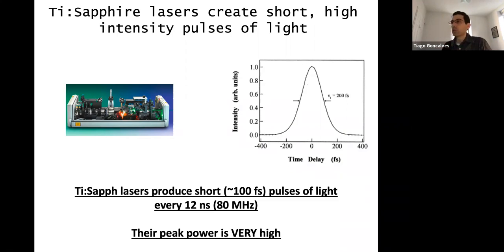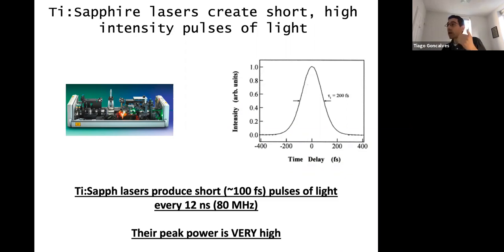They're being completely replaced now. In the future, you're going to have different lasers with different single wavelengths, most of them based on fiber laser systems. But as of now, this is still the most prevailing technology. And these lasers produce very short pulses, we're talking about 100 femtoseconds. Here you have a pulse of about 200 femtoseconds. But these are very short pulses of light, and they produce these every 12 nanoseconds, usually around 80 megahertz.